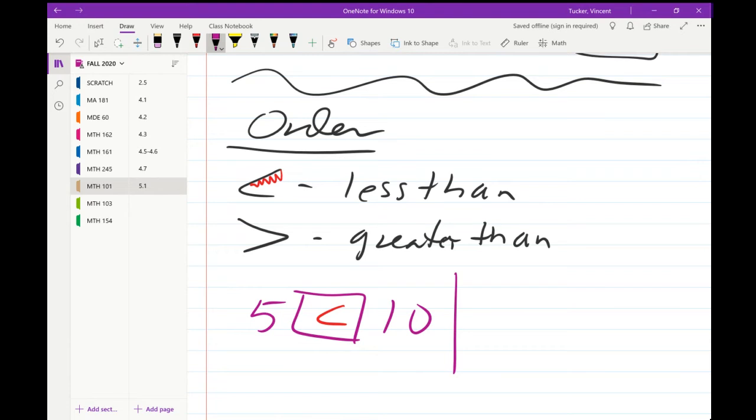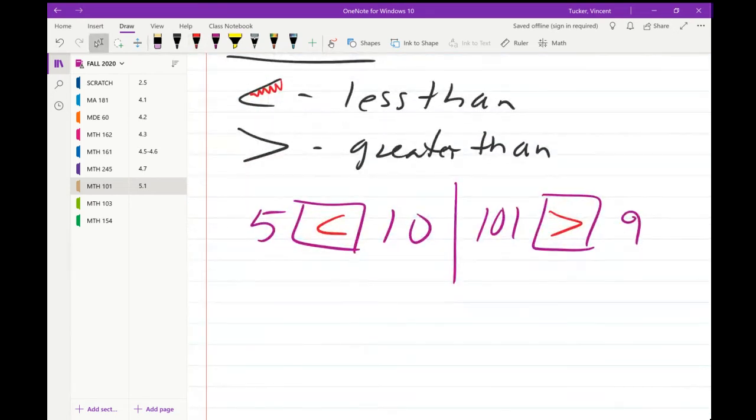So what you're trying to do is create a true statement. If I have 101 and 9, I know 101 is greater, so the mouth will be open towards the 101. 101 is greater than 9.